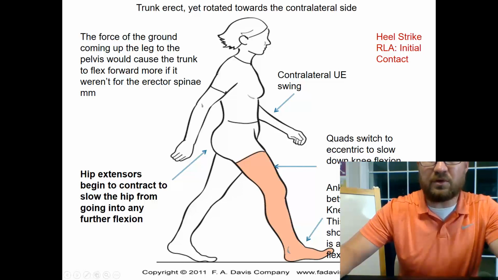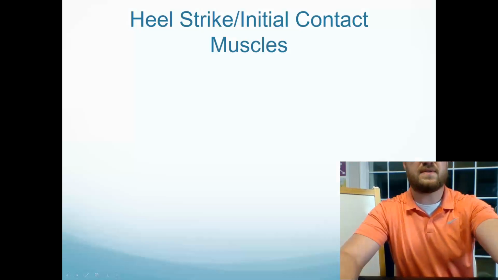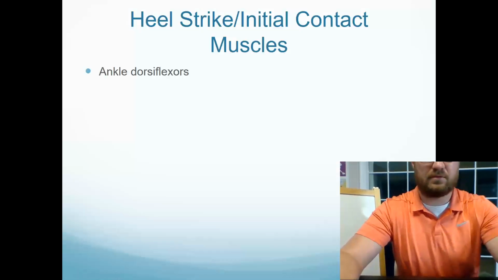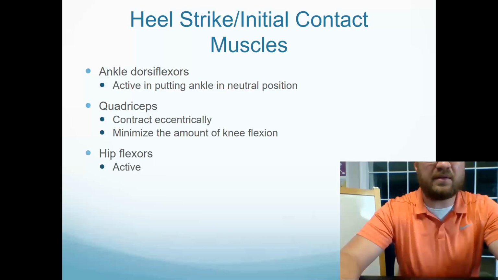Ankle is in neutral between dorsiflexion and plantar flexion, and the knee begins to flex. This allows for some shock absorption, and the hip is at roughly 25 degrees. So our ankle dorsiflexors at heel strike are active in putting the ankle in a neutral position. Quadriceps contract eccentrically to minimize the amount of knee flexion as a shock absorber.